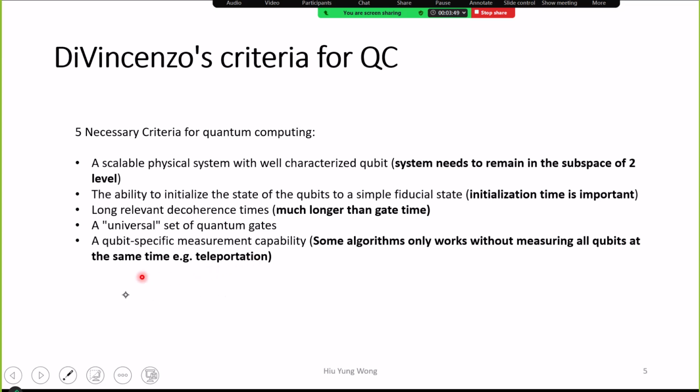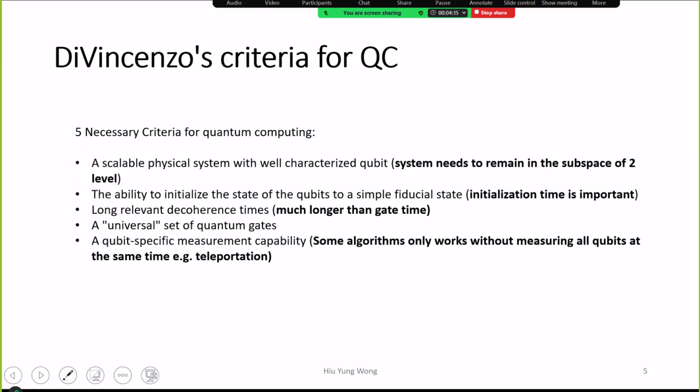So now I go back to the most fundamental one. Do we have a scalable system with well-characterized qubit? Meaning, do we have a two-level system? Earlier we said that an LC tank is not a good qubit because it's not a two-level system. It's a multi-level system. It is very easy for you to go from state 1 to state 2 to state 3, right? So that would be a problem.